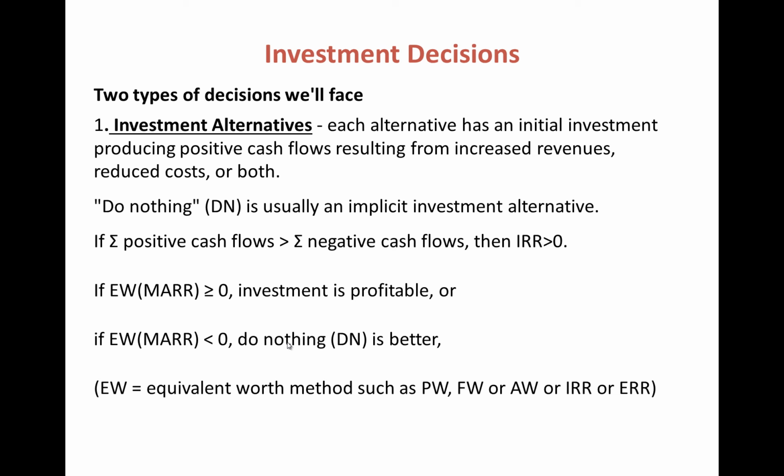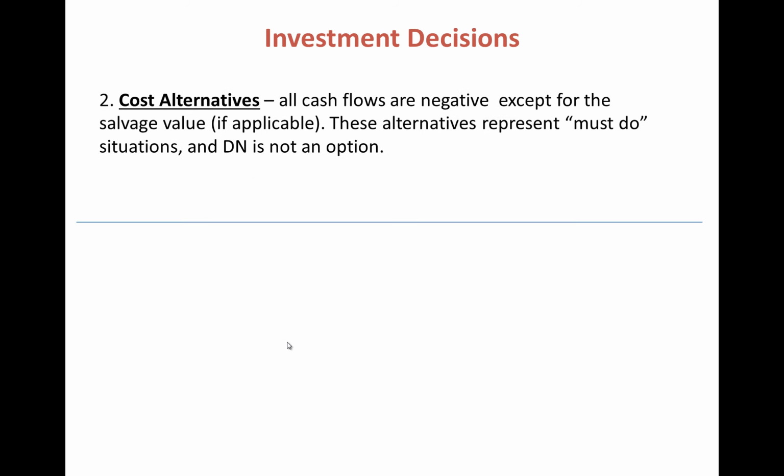And so this is a review of the methods that we use to analyze a single project, and the same kind of idea can be applied to analyzing multiple projects. You can find the present value, future value, or the annualized value for a series of alternatives and then find out which one generates the most cash flow.